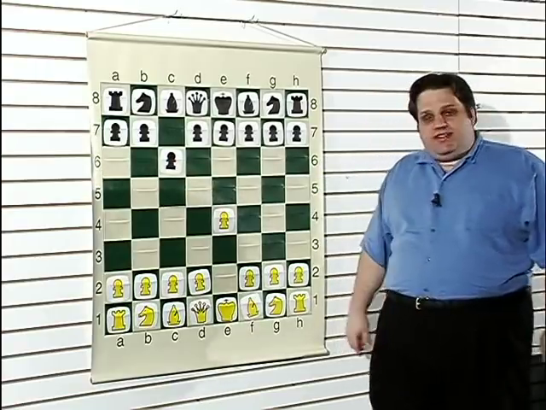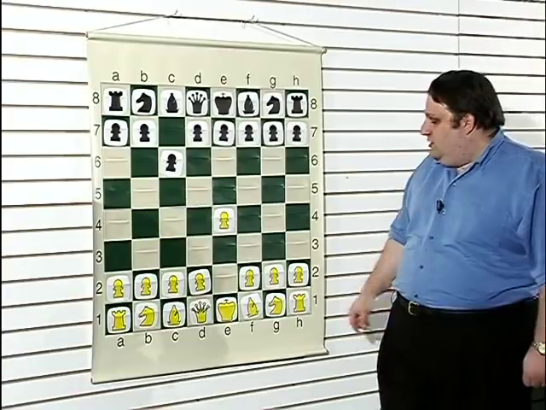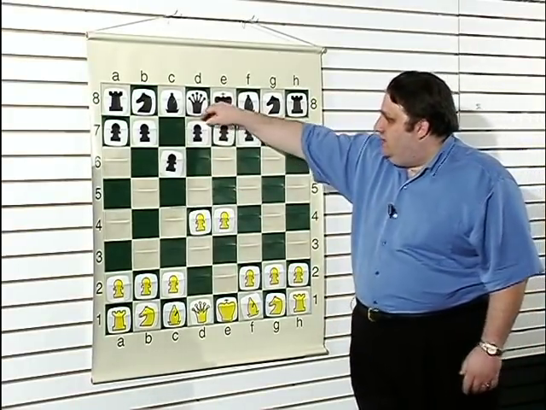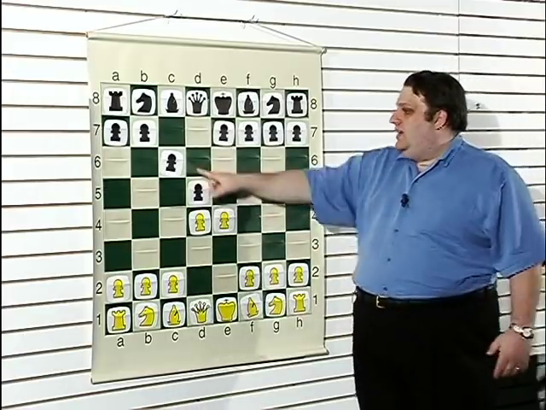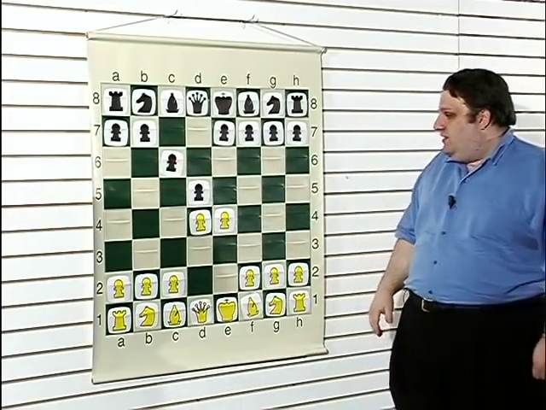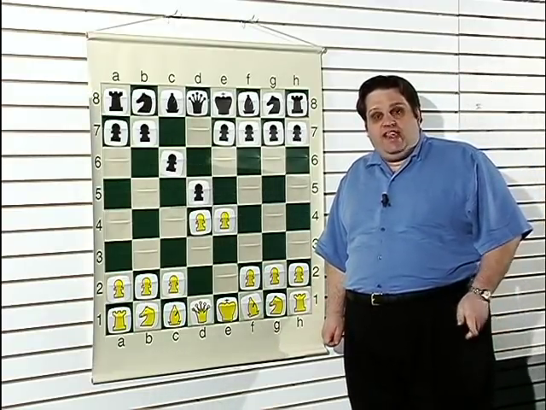Black plays c6, very unusual at the scholastic level, but many world champions, including Anatoly Karpov, have played the move c6, and we call this the Caro-Kann defense. White plays d4, and now black shows the reasoning behind his move, d5. Now his c6 pawn protects d5, and black has a solid center. Now, here's a very good example of a direct threat tactic.